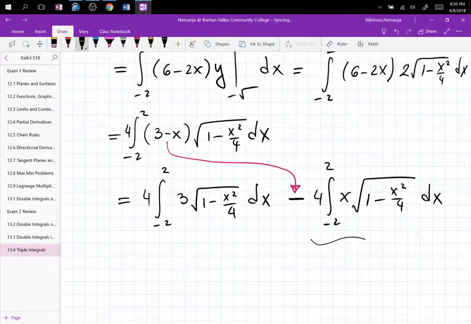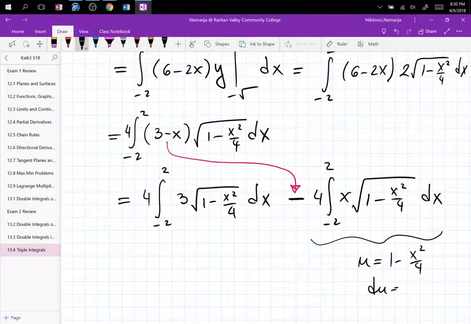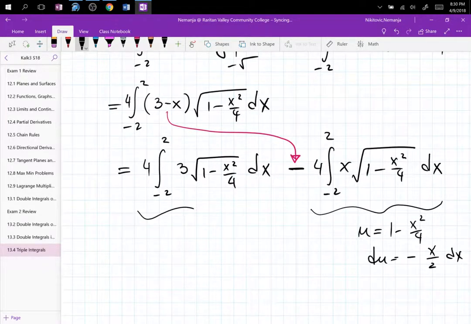How do we solve the second integral? Anyone? U sub. u equals 1 minus x squared over 4, du equals negative x over 2 dx. And then you just deal with that. How do we solve the first one? What do we do?